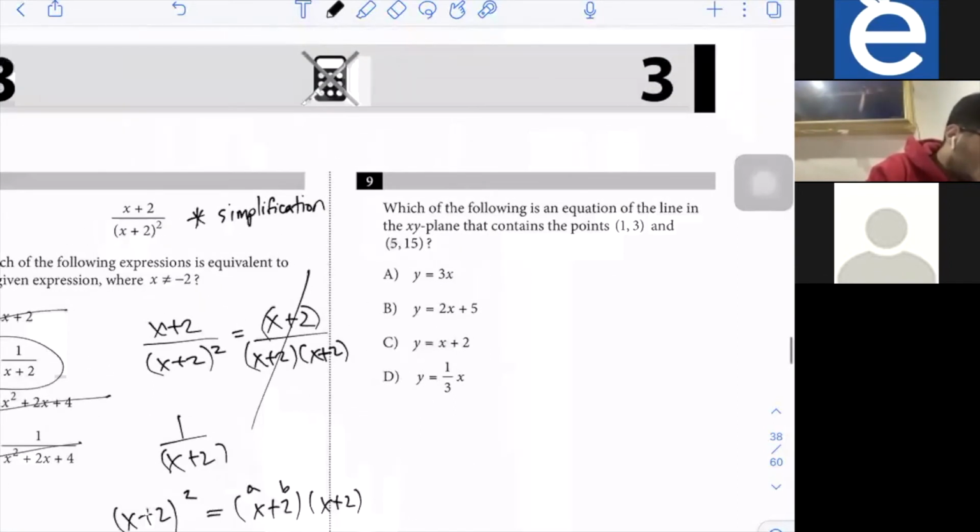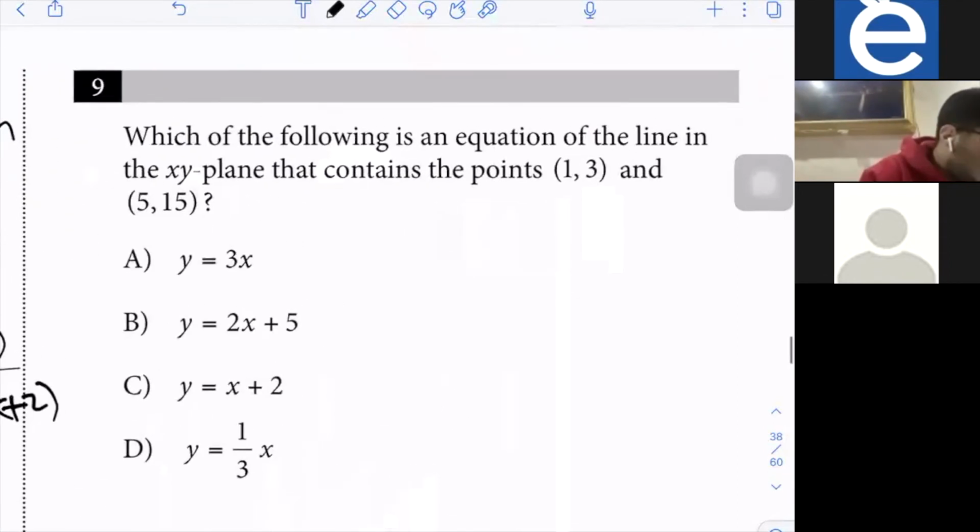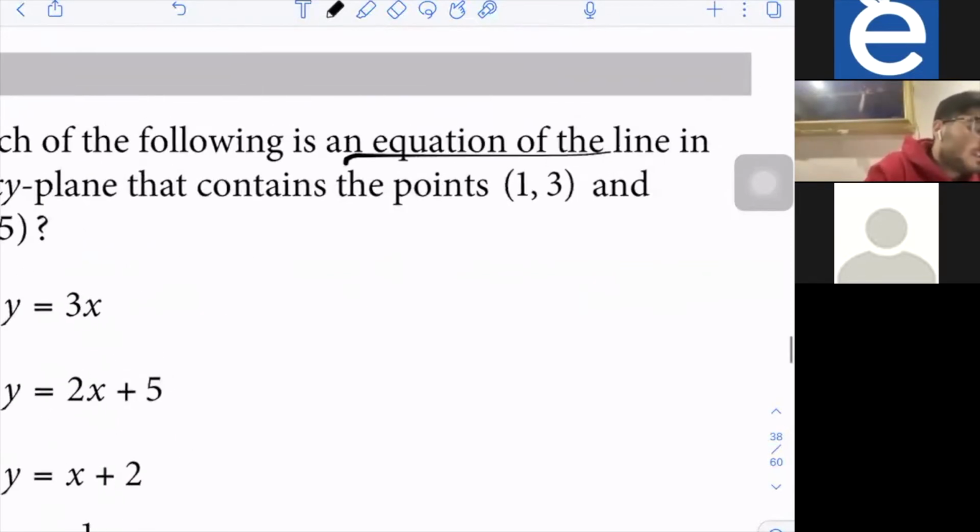Okay, now let's move on to question 9. Which of the following is an equation of the line in the xy plane that contains the points 1, 3 and 5, 15? Okay. So let's do, okay. They're wanting us to make an equation.